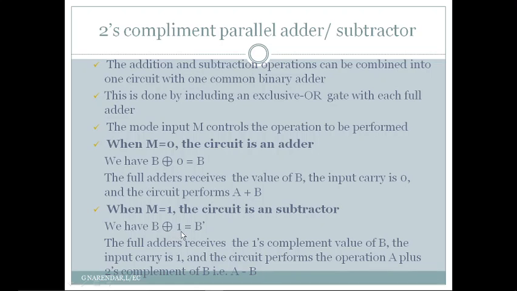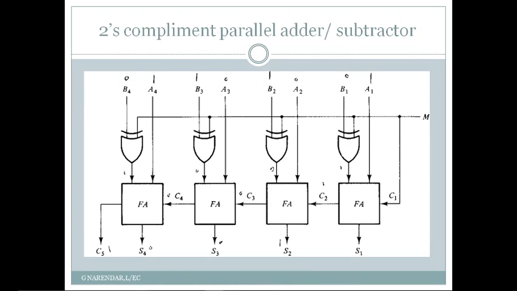We have B XOR 1 equal to B bar in each case, and each full adder receives the 1's complement of the corresponding data bit, and the input carry is 1, so the circuit now performs the operation of A plus the 2's complement of B. It is equivalent to the operation A minus B. So the same circuit can be used as either a 4-bit parallel adder when you make M equal to 0, or as a 4-bit parallel subtractor when this control bit M is made equal to 1.